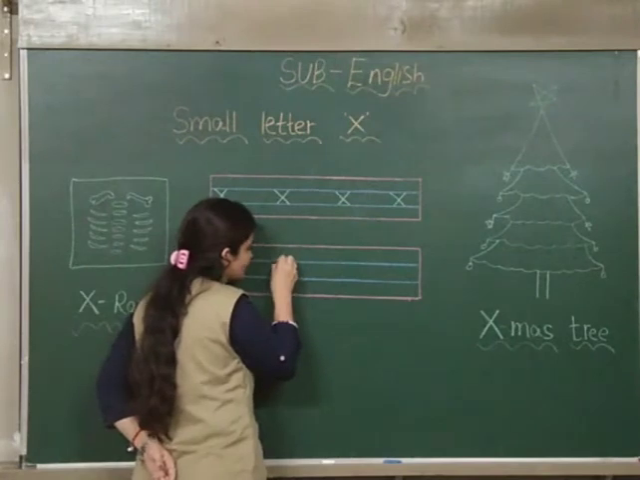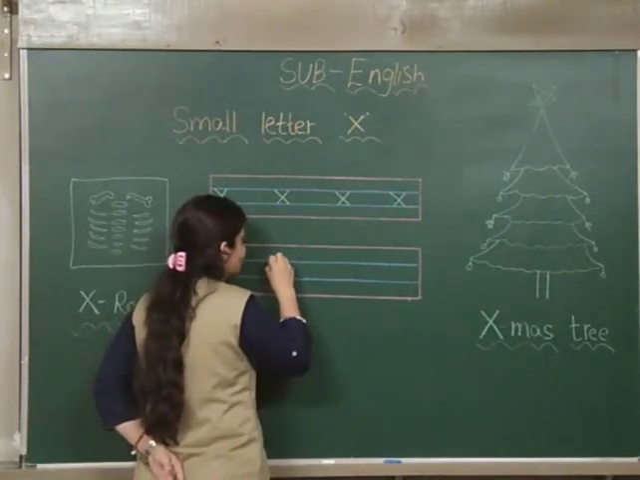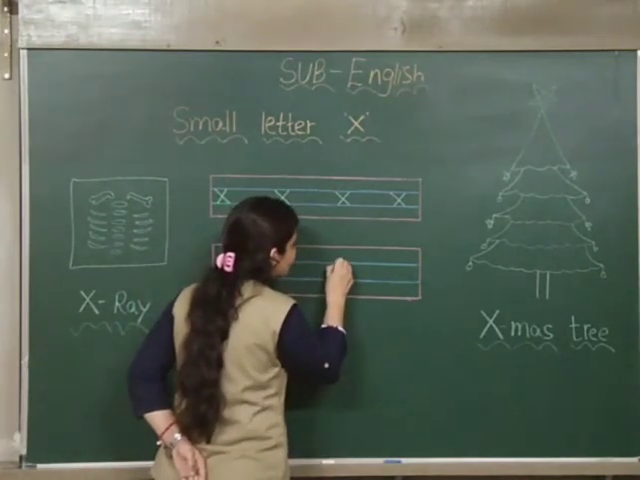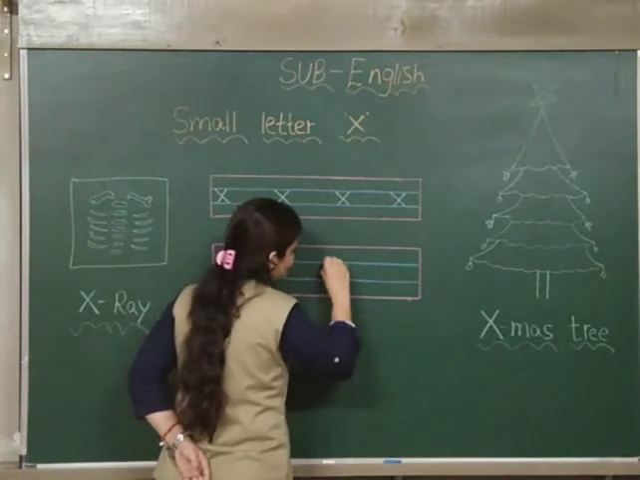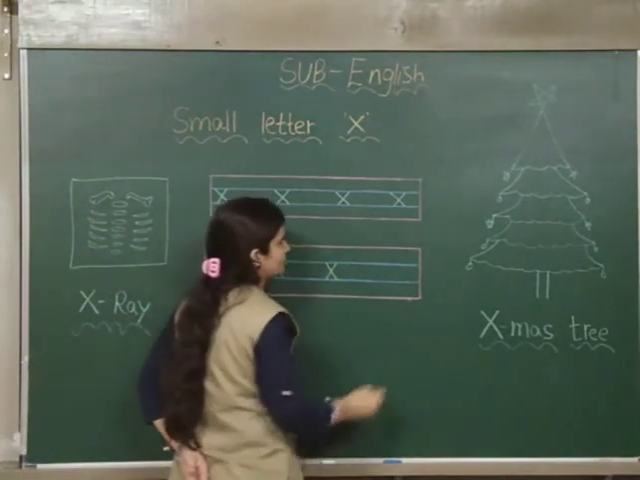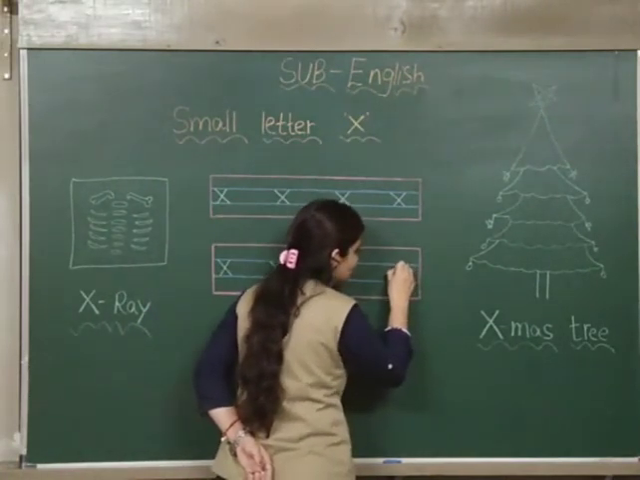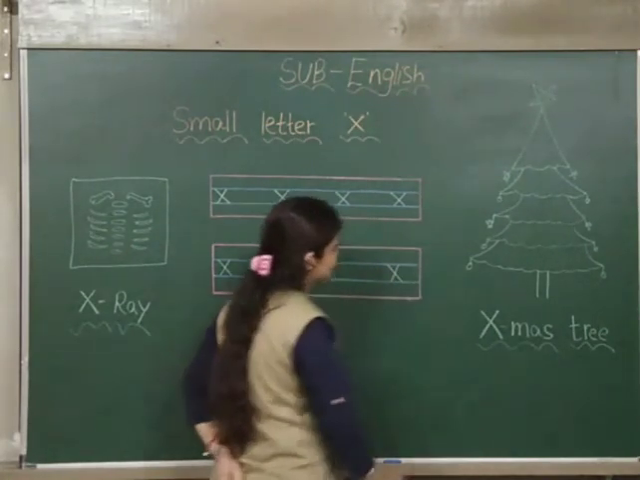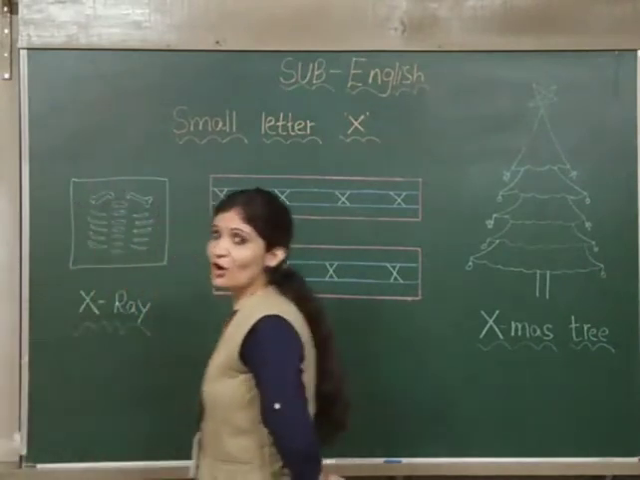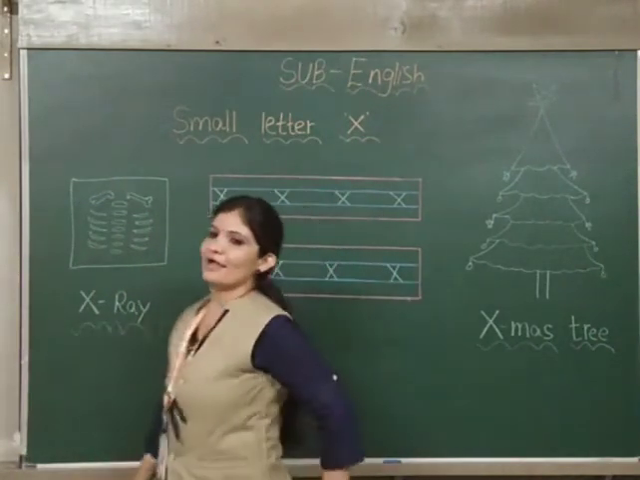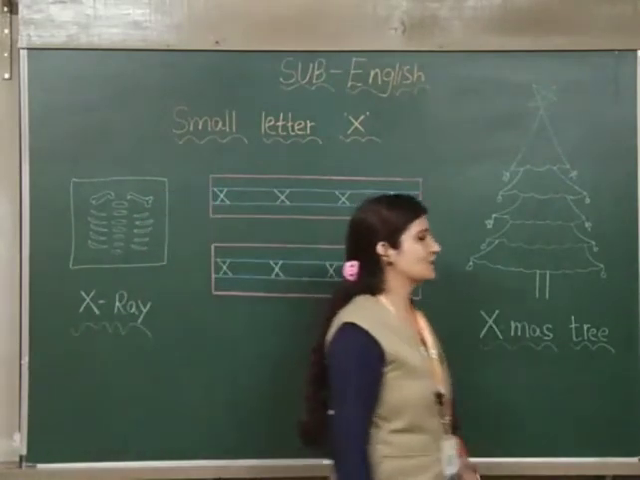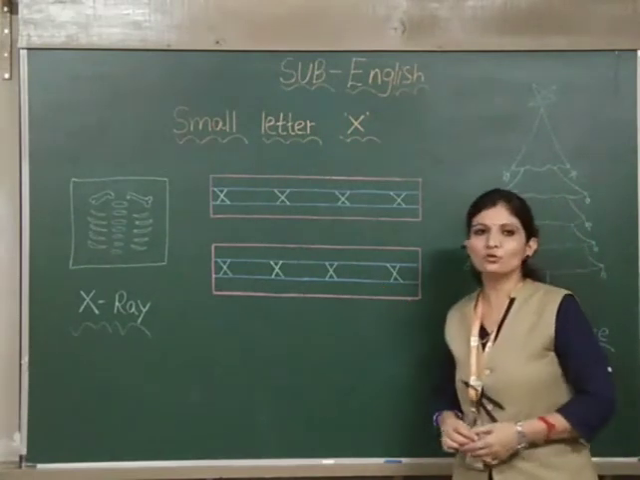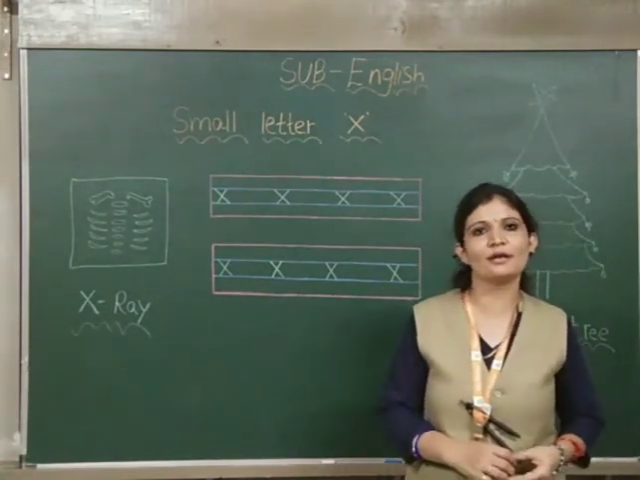It is easy to write small letter X. You have to make two slanting lines, cross lines. Blue line to blue line. This is called small letter X. X for X-ray and X for Xmas tree. You have to write small letter X in this blue line. I hope you understand how to write small letter X.